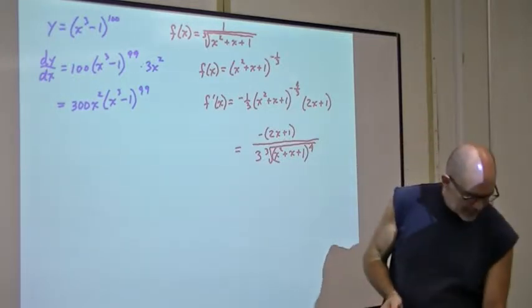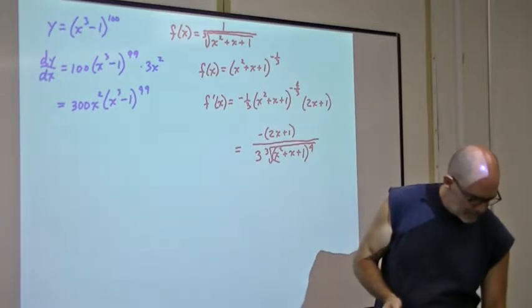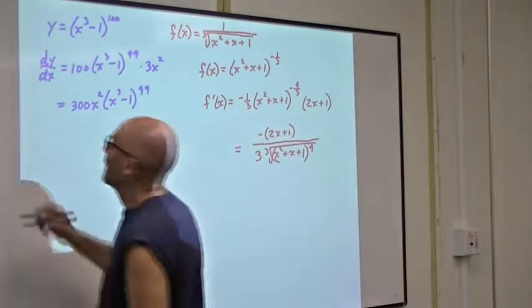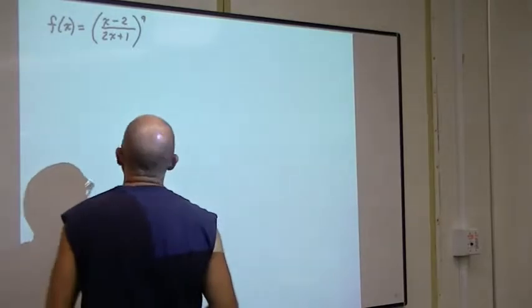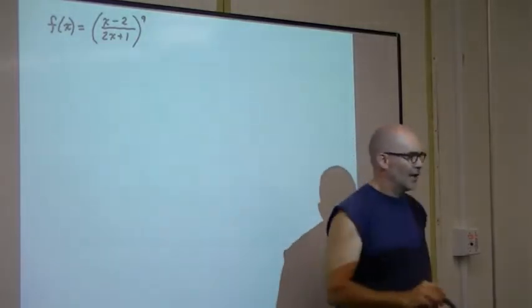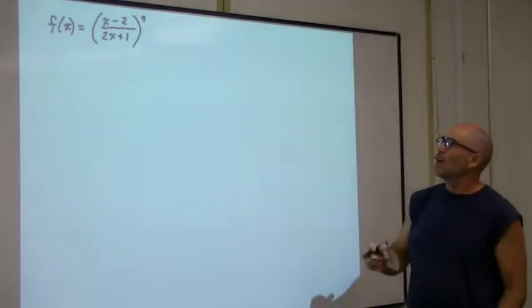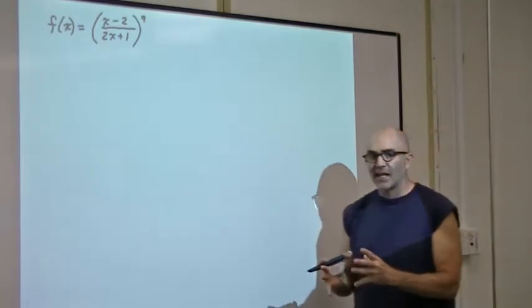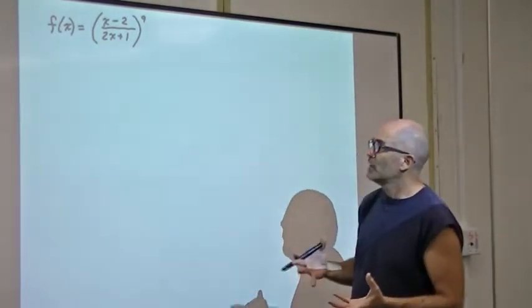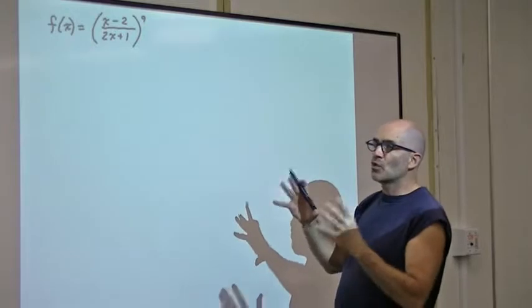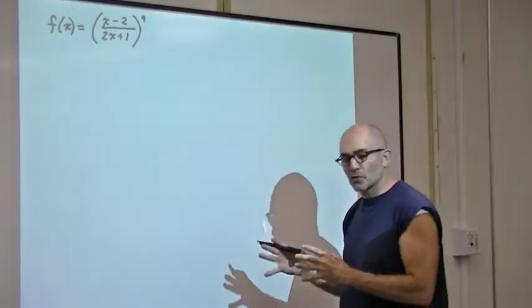Okay. All right, now, we've got a function whose composite is a quotient. So we're going to have the chain rule combined with the quotient rule.